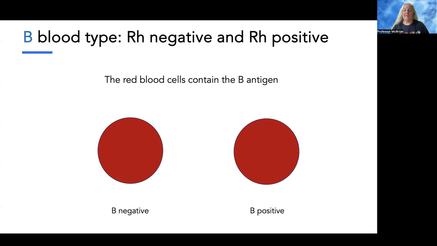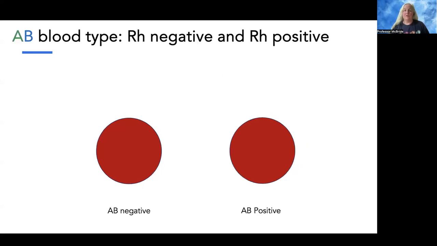For the B blood type, we have B antigens on the red blood cell. If they do not have the Rh factor, then they are B negative. And if they do have the Rh factor, they are B positive. For AB blood type, we have A antigens and B antigens on the red blood cell. If they have the A antigens and the B antigens and they do not have the Rhd protein, they are AB negative. If they have the A antigen, the B antigen, and the Rh factor, they are AB positive.